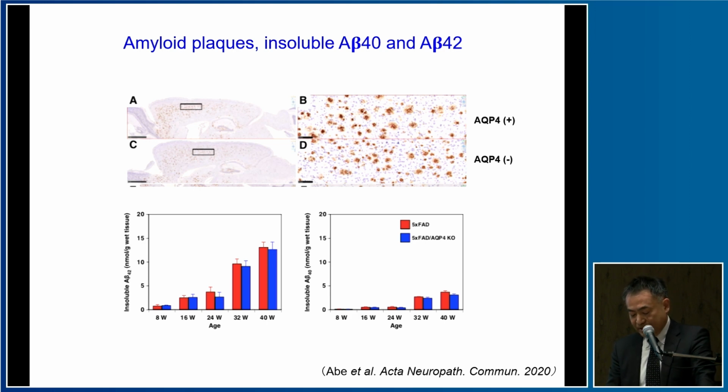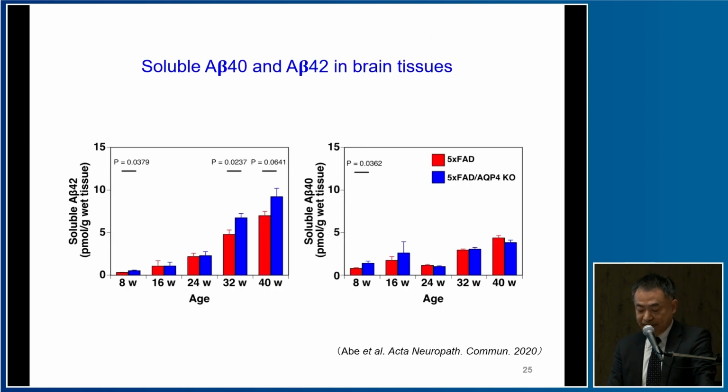And this is the A-beta 40 as well. So for insoluble A-beta 40 or A-beta 42, there's no difference. This is a little bit of a surprise for us. And next, we examined the soluble type of A-beta 40 and A-beta 42. As you see here, after 32 weeks, we can see the difference between the 5-FAD and combined model in A-beta 40.